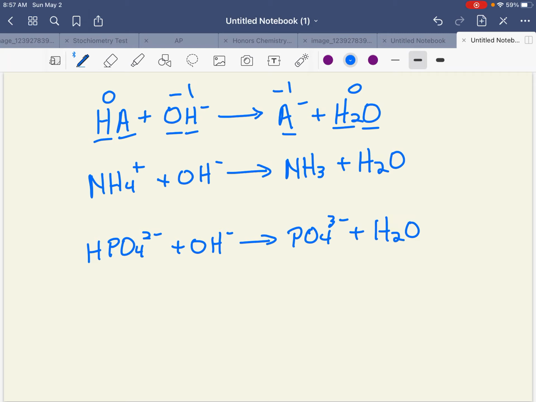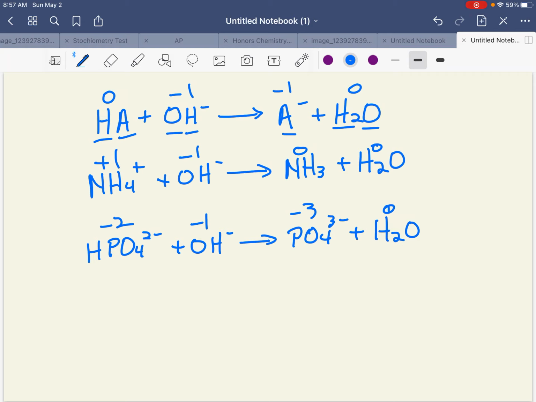Coming down here to the second reaction, +1 for ammonium, -1 for hydroxide. Total charge on the left, 0. 0 for the products. Total charge on the product side, 0. And then down here, the hydrogen phosphate, -2, hydroxide, -1. So a total charge on the left of -3. The phosphate is -3. The water's neutral. Total charge on the right, -3. The charges must balance for the equation to be balanced. If they don't, it's not balanced.